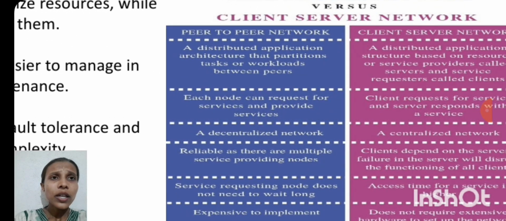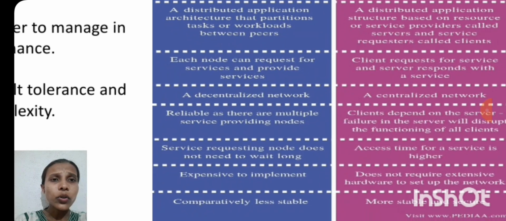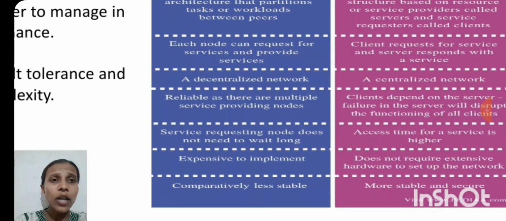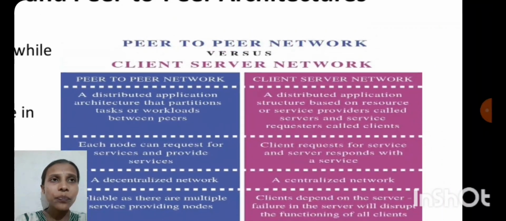Peer-to-peer network: a distributed application architecture that partitions task workloads between peers. Each node can request services and provide services. A decentralized network, reliable as there are multiple service-providing nodes. A service-requesting node does not need to wait long. Expensive to implement. Cooperative, less stable.